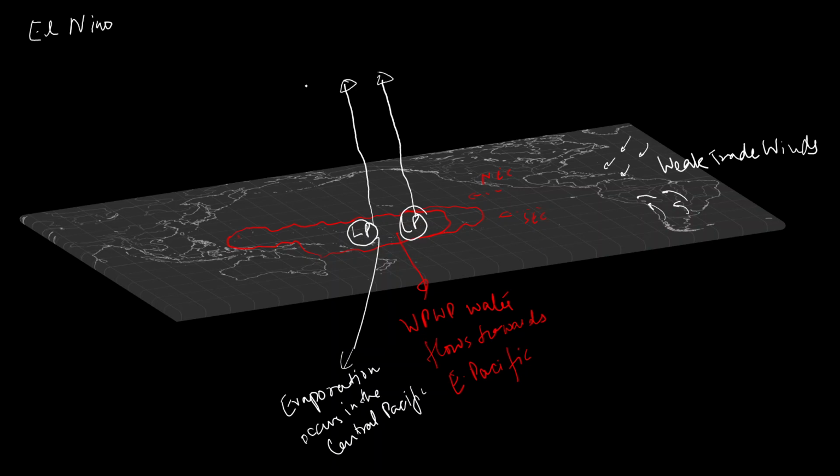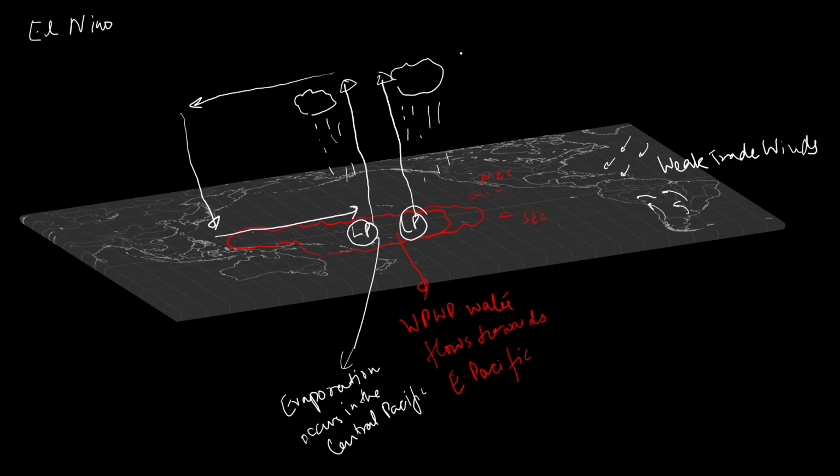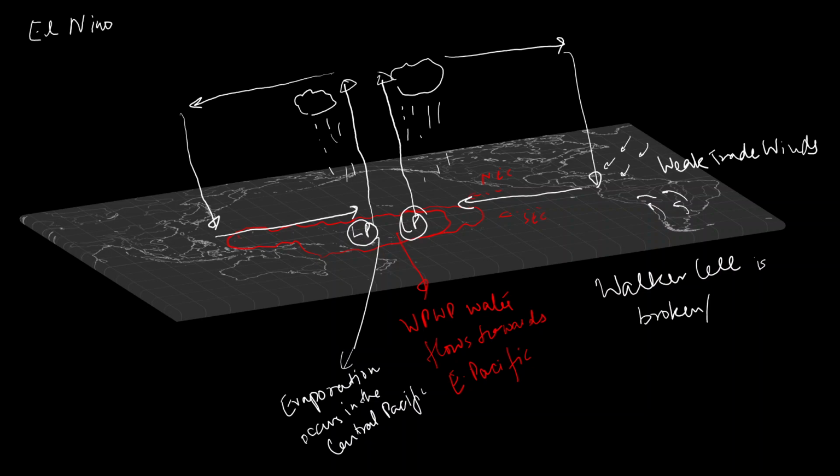And then we get two cells now operating. As this air rises, which is moisture laden, it causes rainfall in the Central Pacific over here. And then one branch of this goes towards Western Pacific, then sinks and comes back, while the other one goes towards Eastern Pacific, sinks and comes back. So we see that the Walker cell gets disrupted. The Walker cell is broken or disrupted.